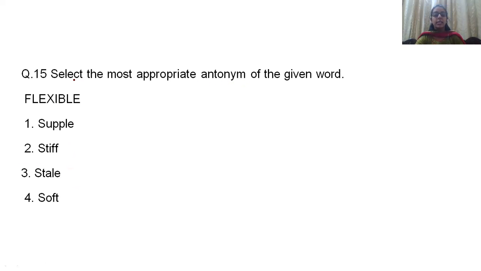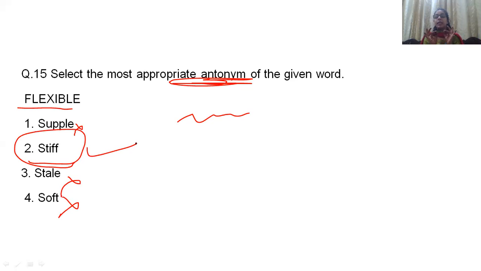Question number 15. Select the most appropriate antonym. Again, antonym is there. Flexible. Flexible means something which is not stiff, which is not hard. It can be stretched as much as possible. Okay. So the opposite, without any doubt, cannot be soft, stale, or supple. It will be stiff. Stiff refers to a rigid thing, right? And the opposite of rigid is flexible. So stiff is the correct answer for this particular question.